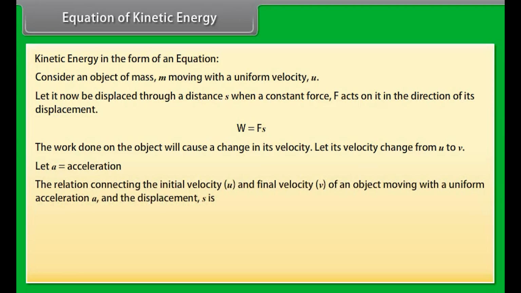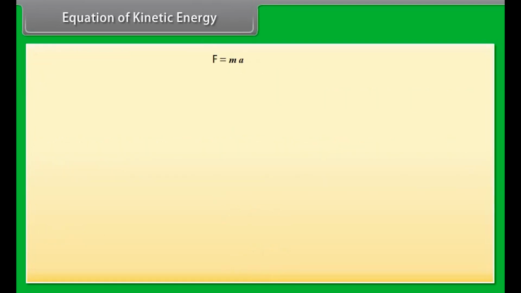The relation connecting the initial velocity u and final velocity v of an object moving with a uniform acceleration a and the displacement s is v square minus u square equal to 2as. This gives s is equal to (v square minus u square) whole upon 2a. We know that F is equal to ma, so by using values of F and s in the equation of work, we get W is equal to ma into (v square minus u square) whole upon 2a.